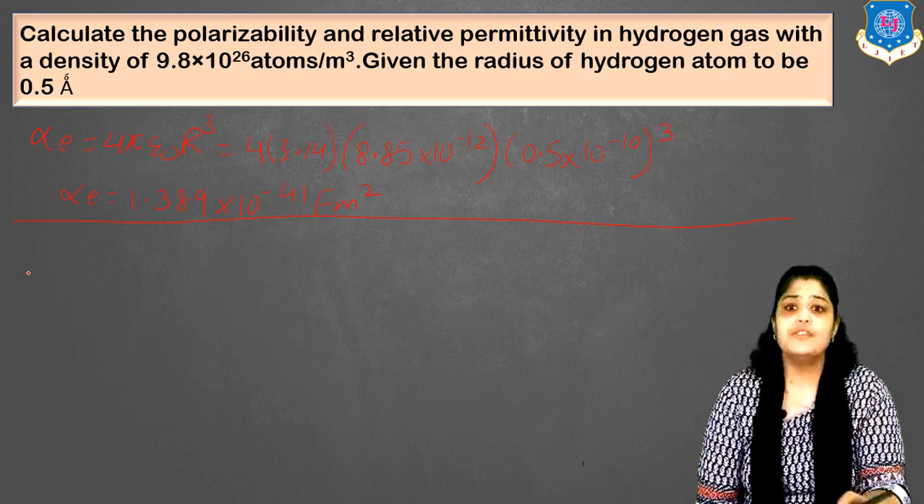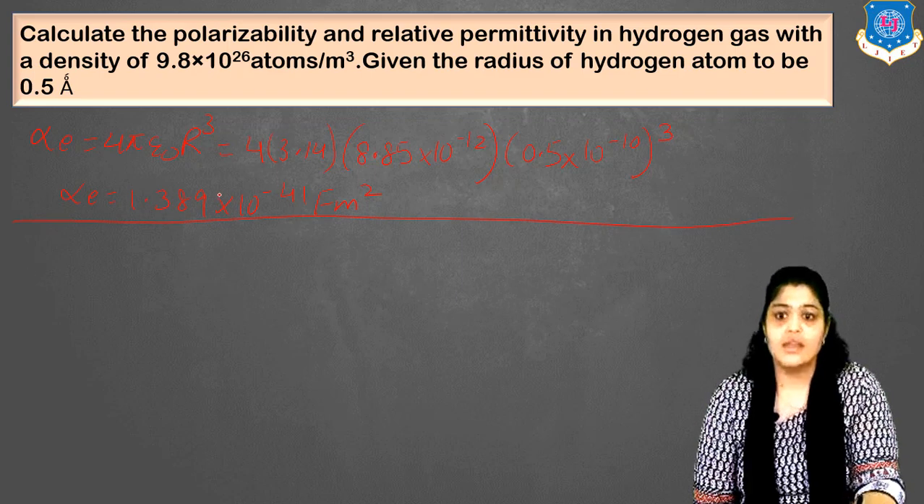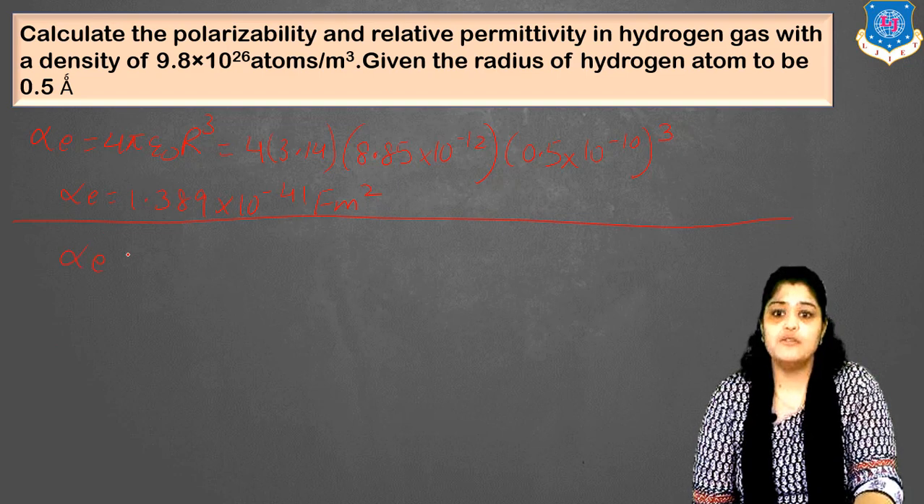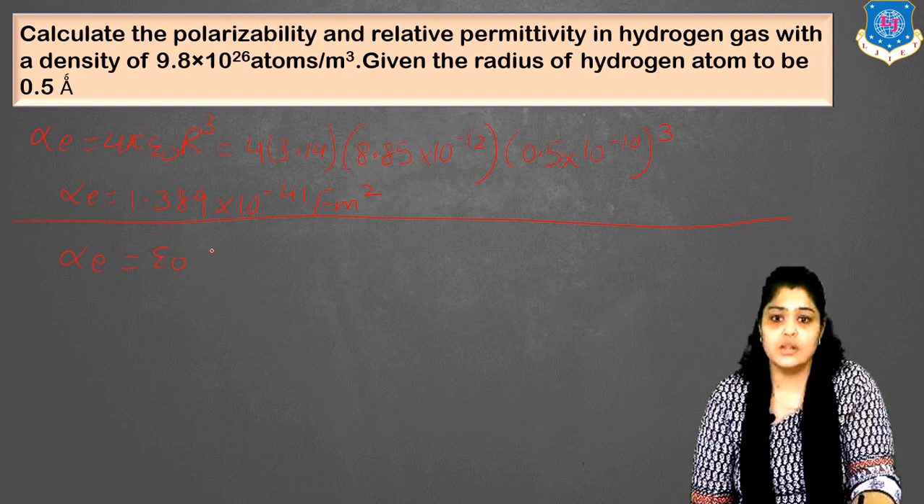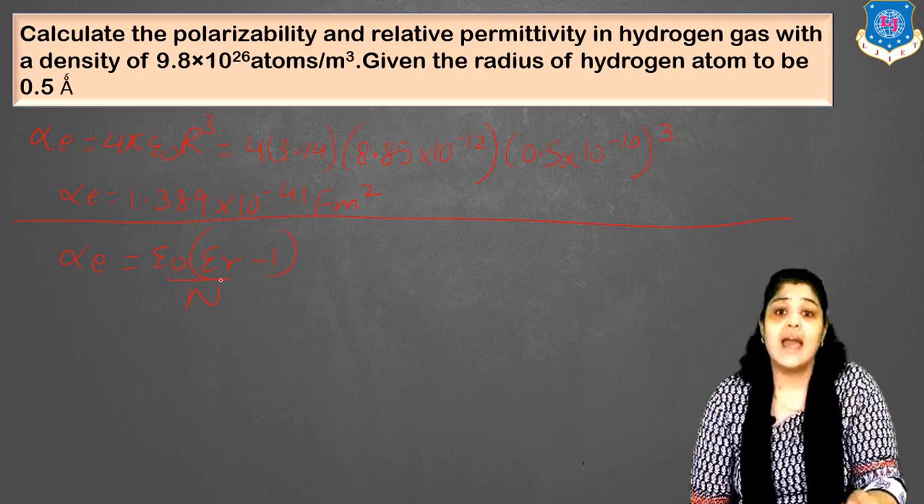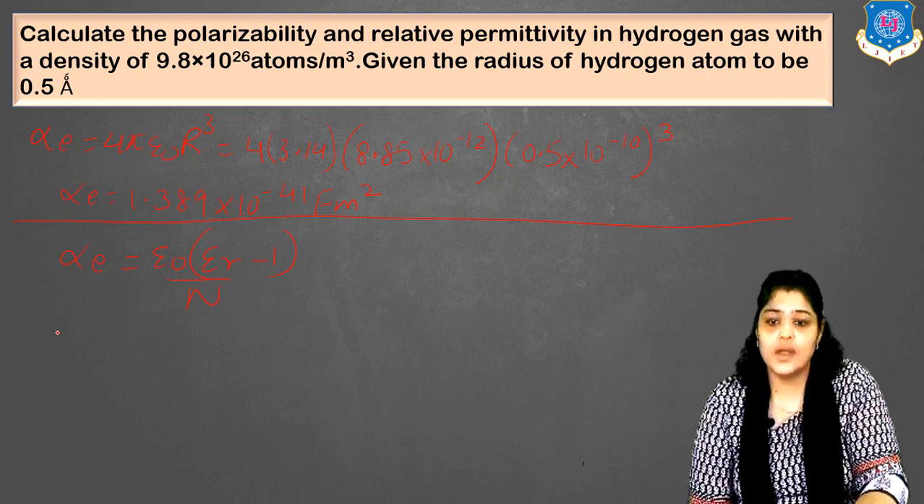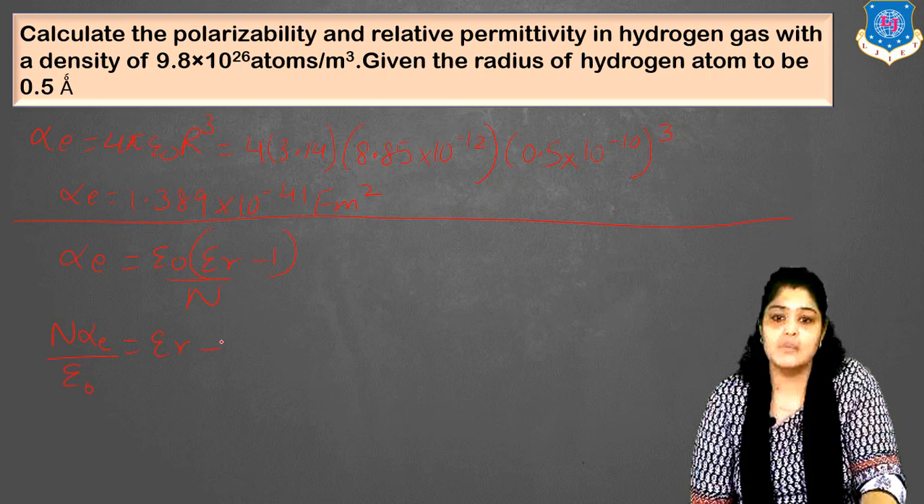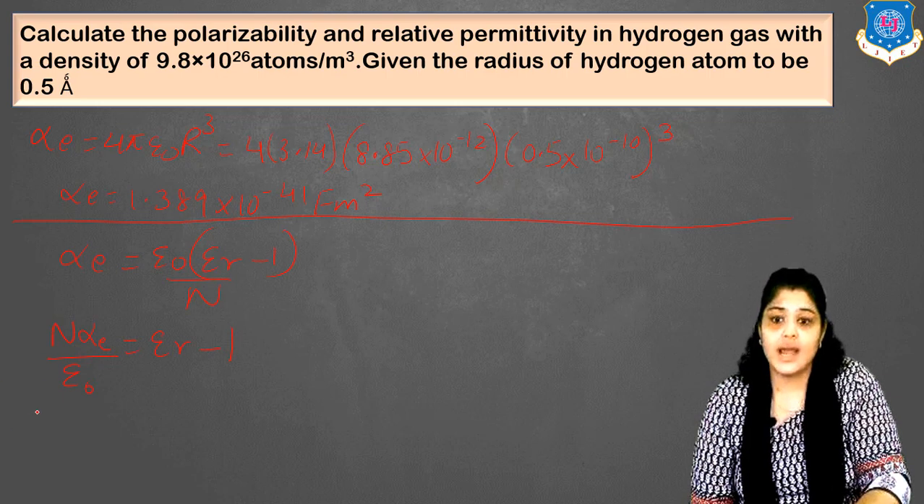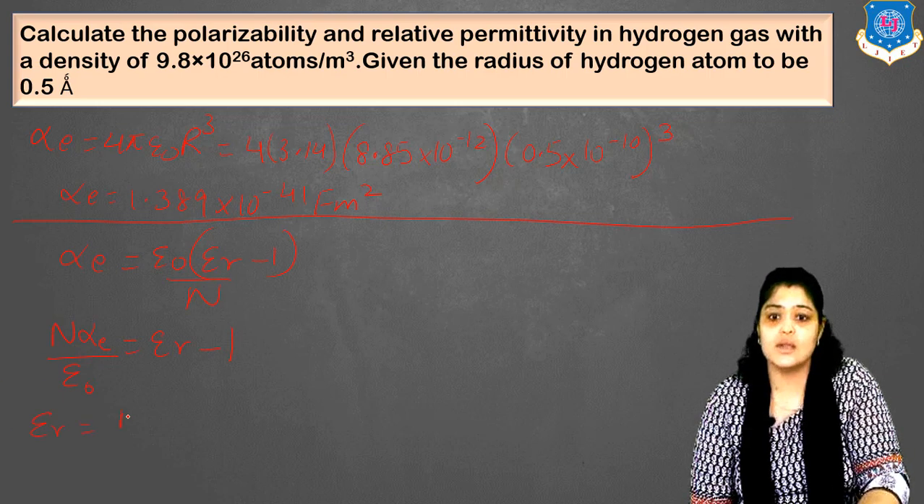Now, we have derived the equation of alpha E. Now, we know the relation: alpha E is equal to epsilon naught into (epsilon R minus 1) upon N. I have to find out epsilon R. So what I do is I just write N alpha E upon epsilon naught is equal to epsilon R minus 1. Or I can write epsilon R is equal to N alpha E upon epsilon naught plus 1.